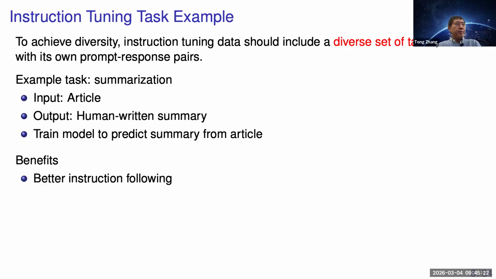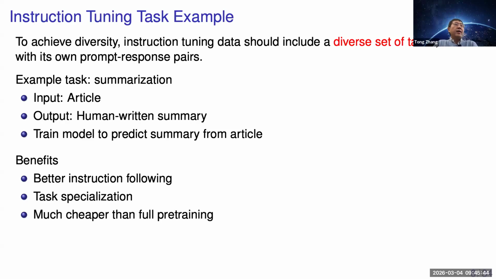Once you've trained, it's better at instruction following. They know, oh, when you say summary, this is what you want, and what kind of summary you'd like to see. Also, because you're training on this summary task, they essentially specialize for this task. And specializing for this task is certainly much cheaper than full pre-training. Typically, full pre-training is terabytes of data, so it's a huge amount.